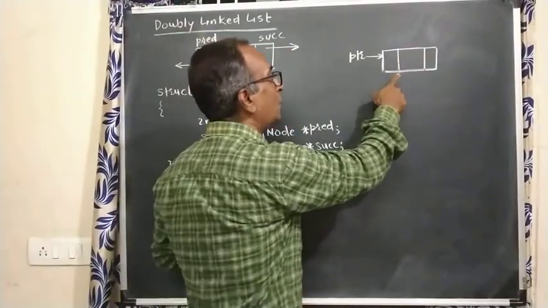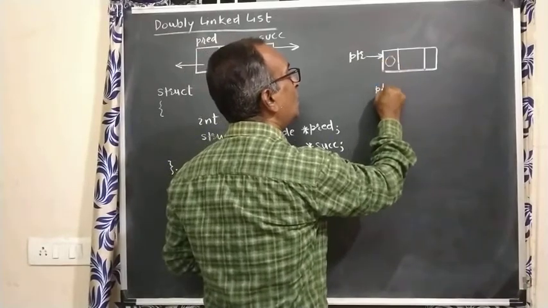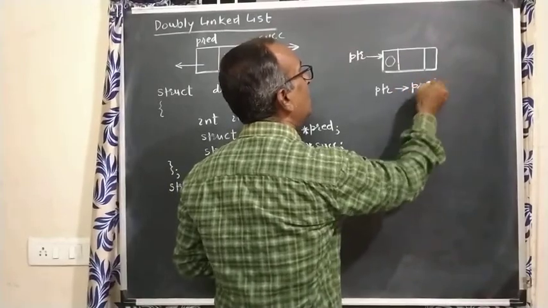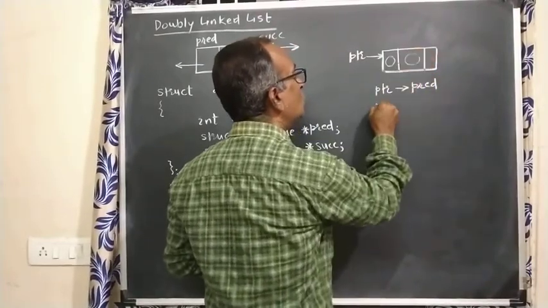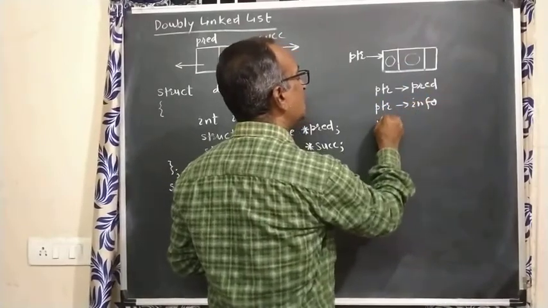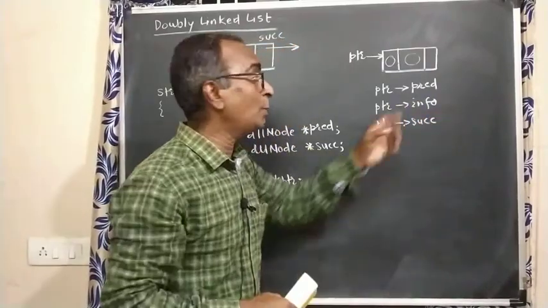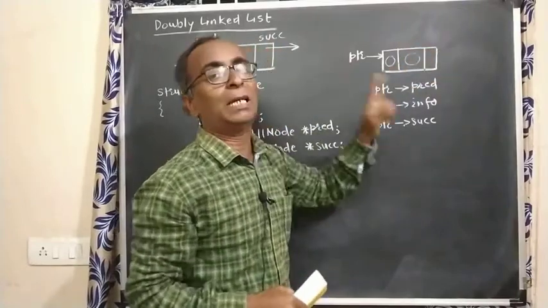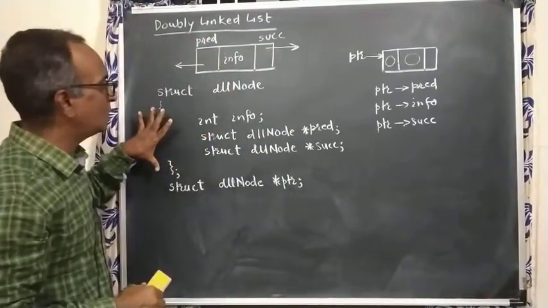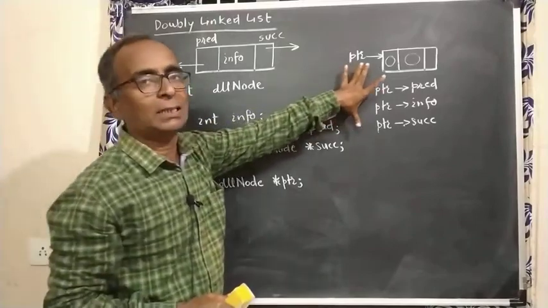If I know the address of this node is in PTR, then for accessing this predecessor node, we have to write PTR's pred field, or you can access the info field also, PTR's info field, and you can access the successor field also this way. You can access any field of a node when you know the address of that particular node. So these things we have seen. This is a general declaration, whatever we have seen now, and how to access that.